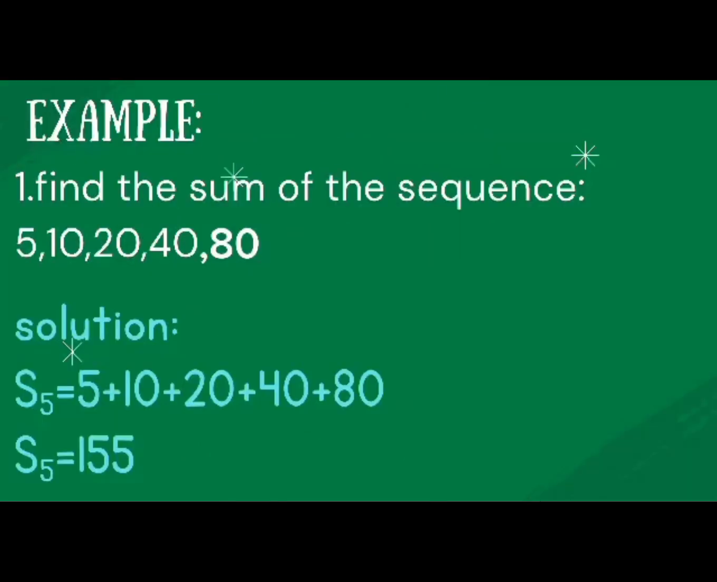Example number 1. Find the sum of the sequence 5, 10, 20, 40, and 80. As I said, if we want to know the series, we have to change the comma sign of the sequence. So it will now become 5 plus 10 plus 20 plus 40 plus 80. So it will now become S sub 5 is equal to 5 plus 10 plus 20 plus 40 plus 80. So our S sub 5 is 155.